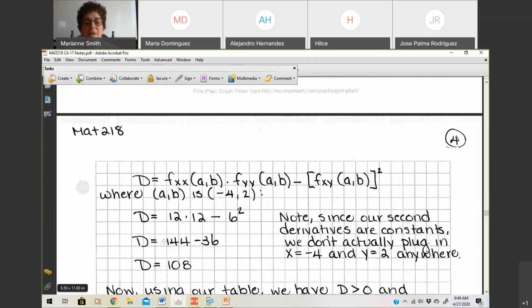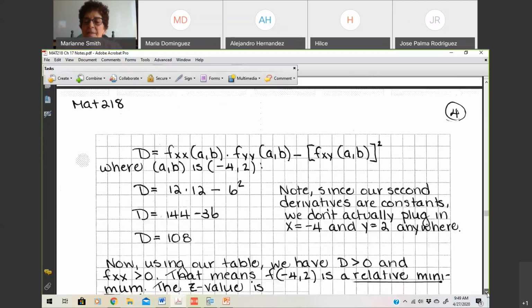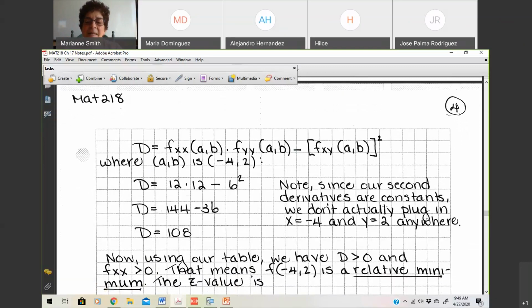This gives me 144 minus 36. So my discriminant is a positive number. Again, I don't care what it is, I'm just testing its sign. And I'm making my note over here, since our second derivatives are constant, I didn't actually plug in the values. Is everybody okay with the evaluation of the discriminant? Evaluating D, you see where I'm getting the numbers from.